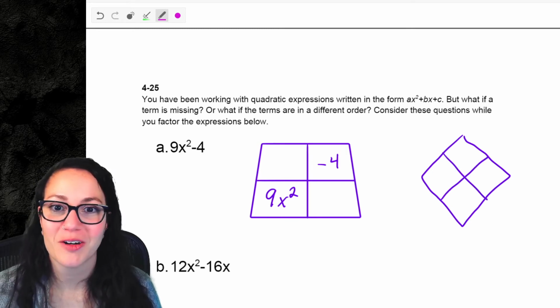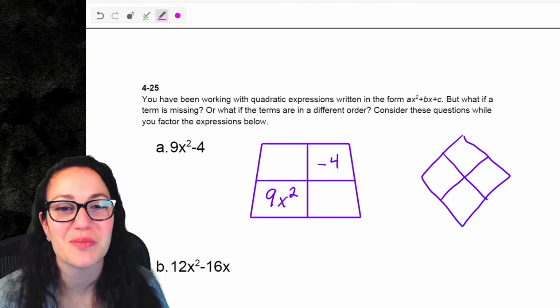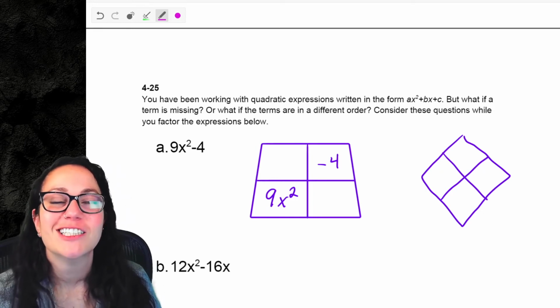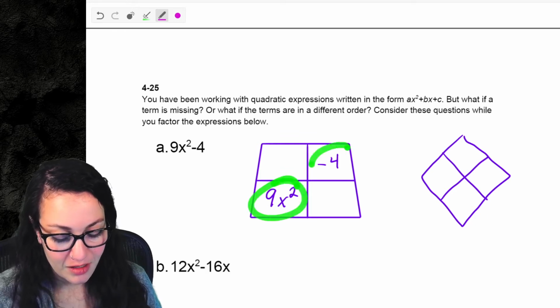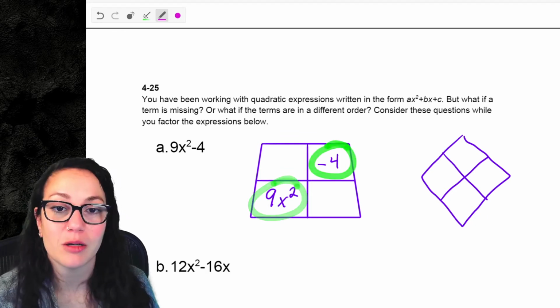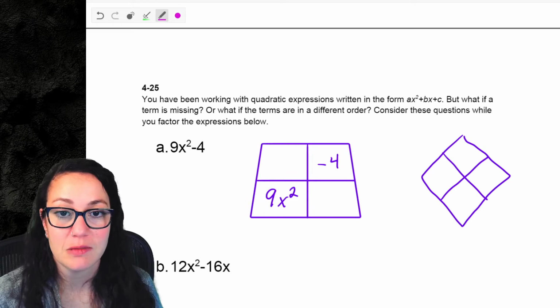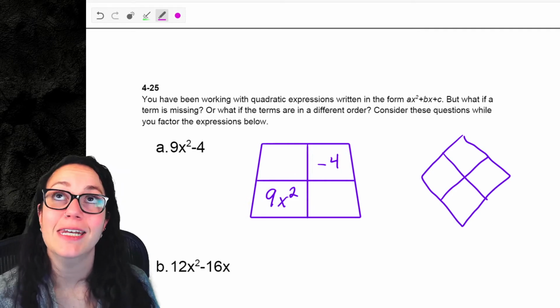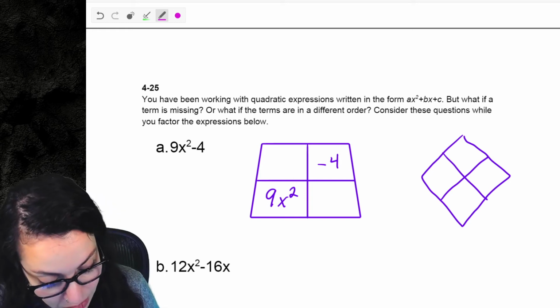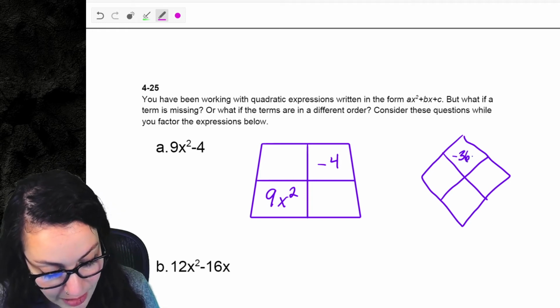I always have such a hard time drawing these by hand. That's why I made them for the previous problem. Okay, so when we are filling this in, we multiply this diagonal of our area model and put that in the top of the diamond. 9 times negative 4 is negative 36. So that's what's going to go here, negative 36x squared.